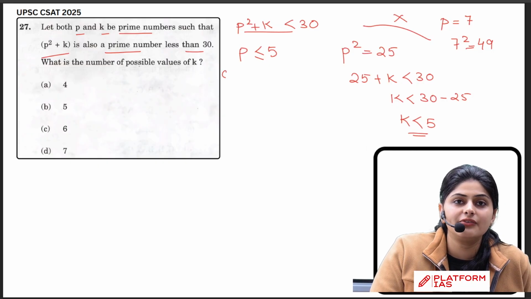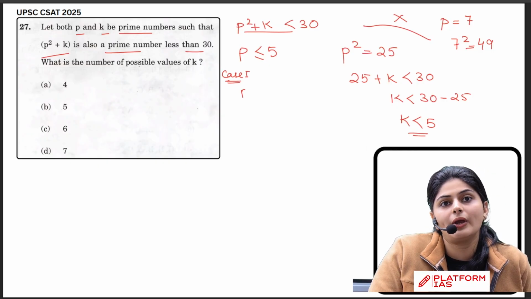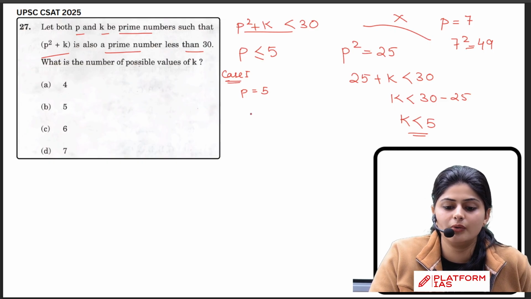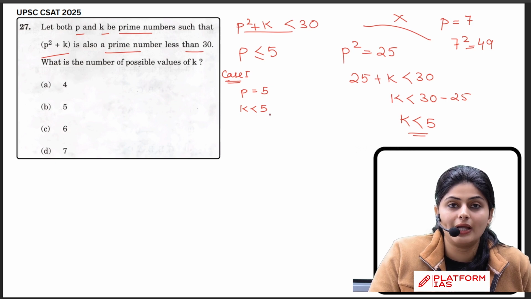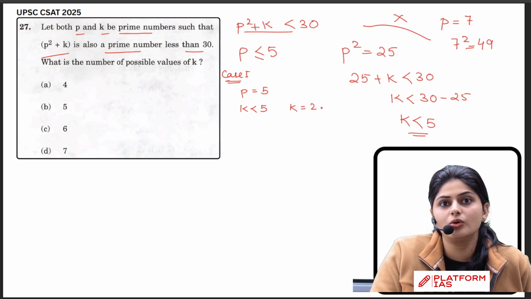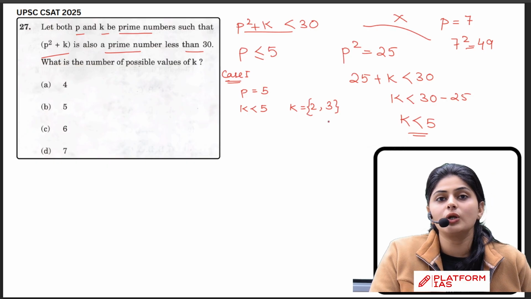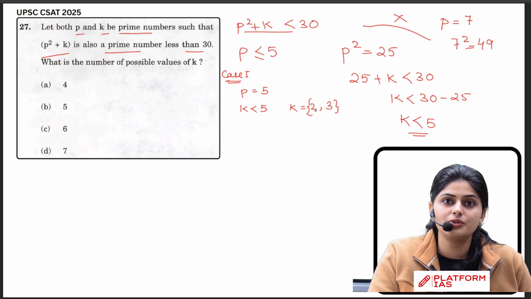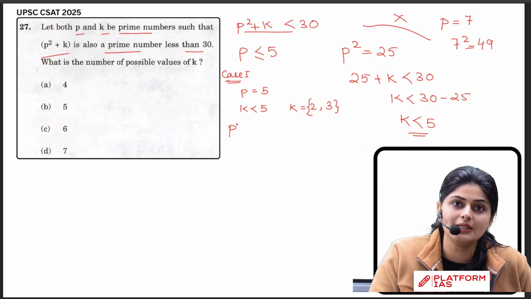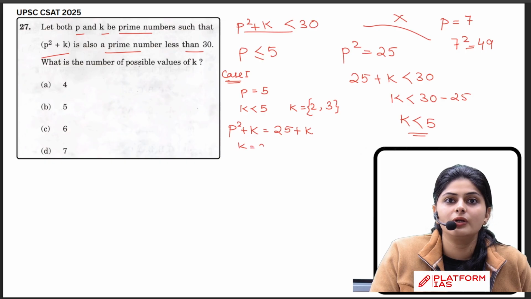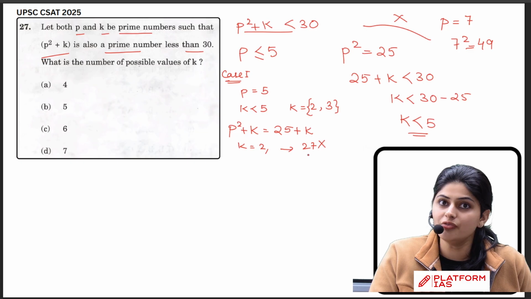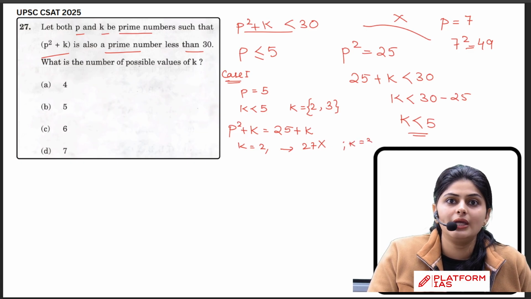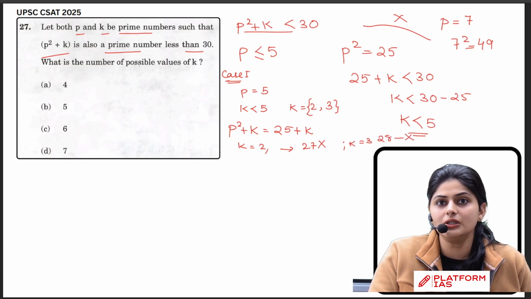Now taking the first case where p is equal to 5, what are the possible values of k? As we have seen, k will be less than 5. So the value of k will be 2 or 3. Now we need to check whether by substituting k, 2 and 3, we get a prime number for this addition. 25 plus k. For k equal to 2, this will give me 27, which is not a prime number. So this cannot be the value of k. Now if k is 3, it gives me 28, which is not a prime number.